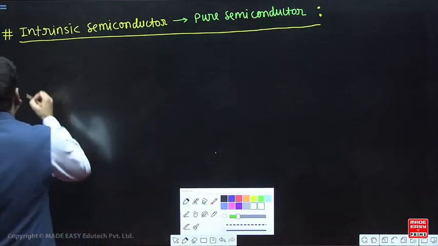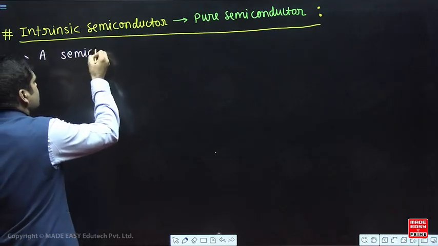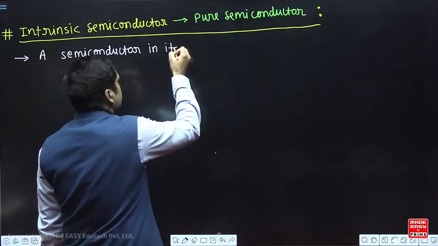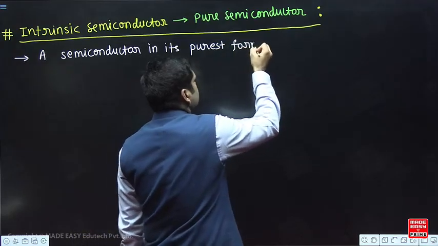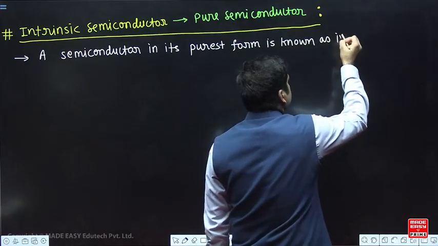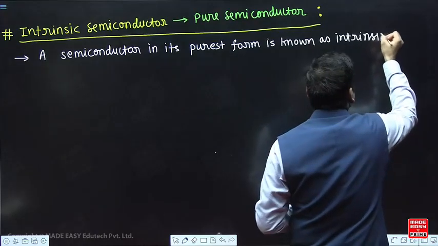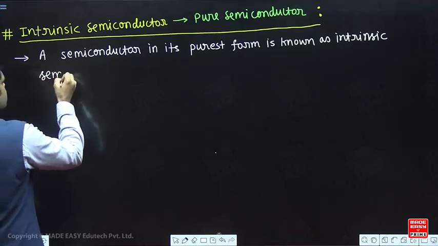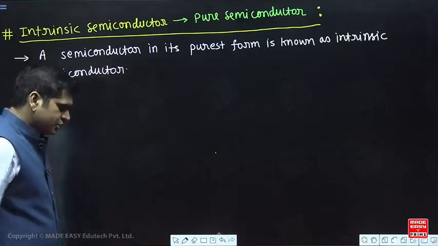So first of all, we can write it: a semiconductor in its purest form is known as intrinsic semiconductor. A semiconductor in its purest form is known as intrinsic semiconductor.